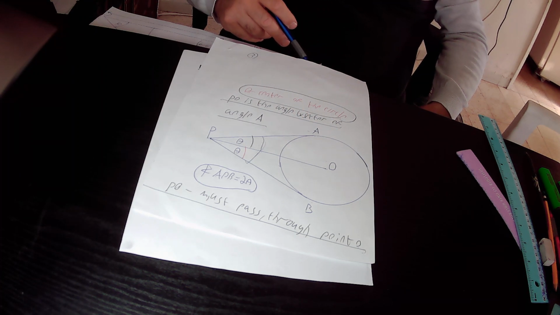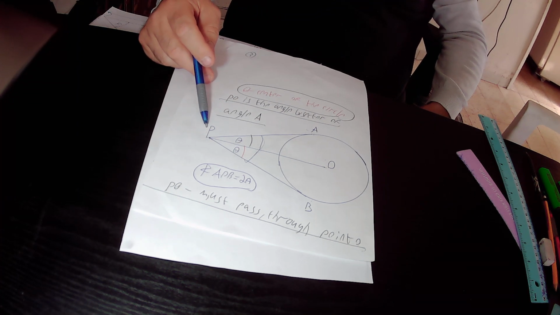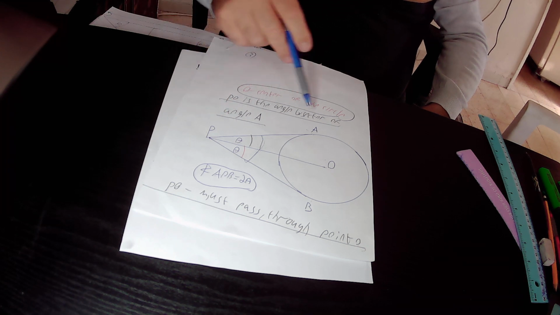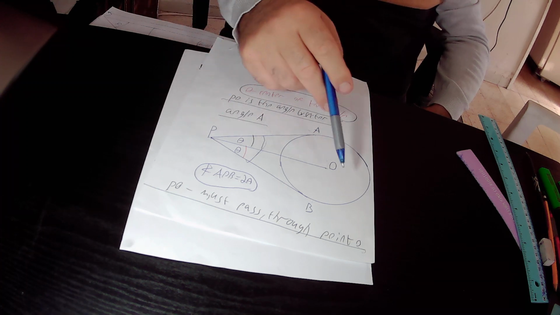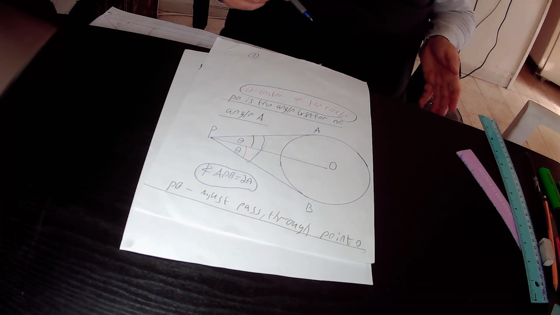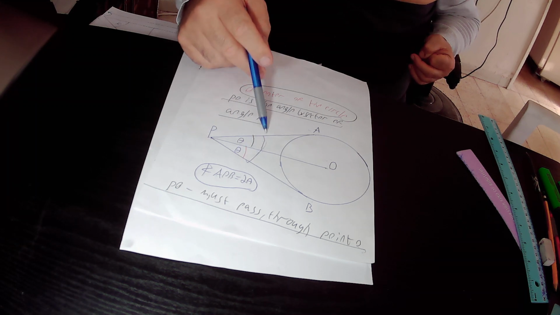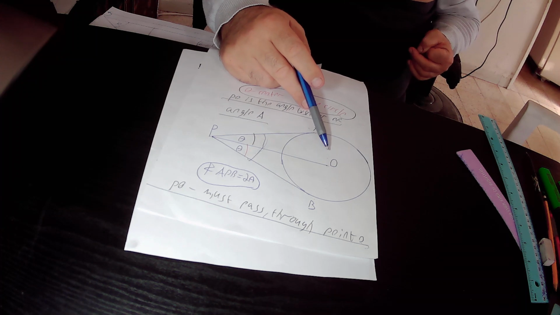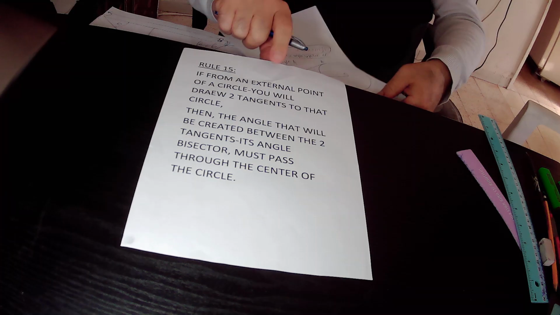So again, whenever you draw two tangents from a common standpoint, point P, to the circle, you will create between the two tangents PA and PB this angle. Angle APB will be created. And according to rule 15, the angle bisector of this angle APB must pass through point O, that is the center of this circle. So we can actually implement rule 15 in our drawing.